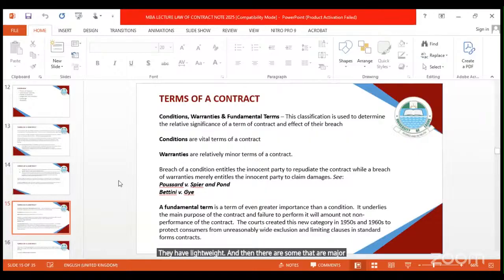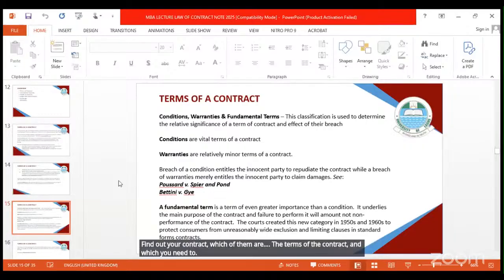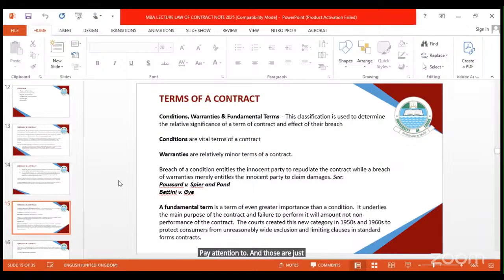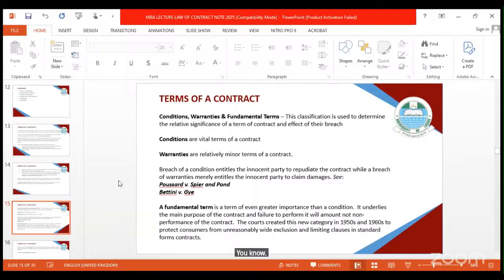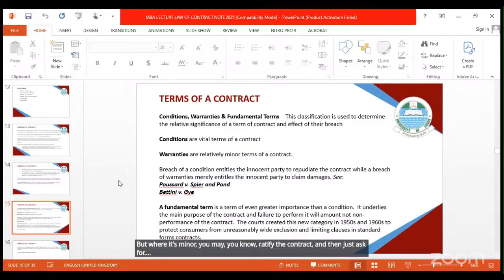So as lawyers, it's now down on you to find out in your contract which of them are the terms you need to pay attention to, and which are just minor, such that even if you don't comply with it, the contract will still go on. Because where it's a major one, then you can repudiate or set aside the contract for breach of it. But where it is minor, you may ratify the contract and then just ask for damages, as the case may be.